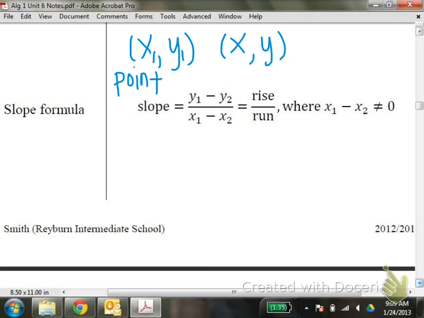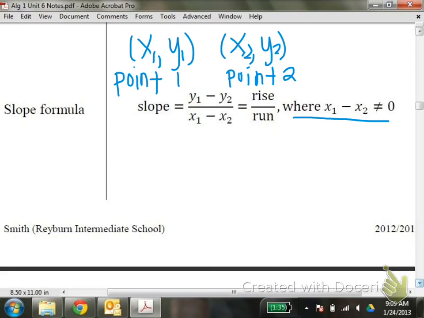The reason why you have the little ones is to indicate which point it's coming from, point 1 or point 2. So when you have little 2s, that's point 2? Correct. So let's call the second one point 2, which means this is going to be x2 and y2. That's where the little 1s and the little 2s come from. They're telling you which point you're using at that time. Since we have to count the rise first, y's go on top always. Run is on bottom, so the x's are on bottom.